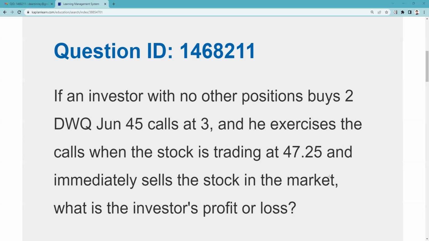All right, let's get busy on this. It's QID 1468211. An investor with no other positions buys 2 June 45 calls at 3.